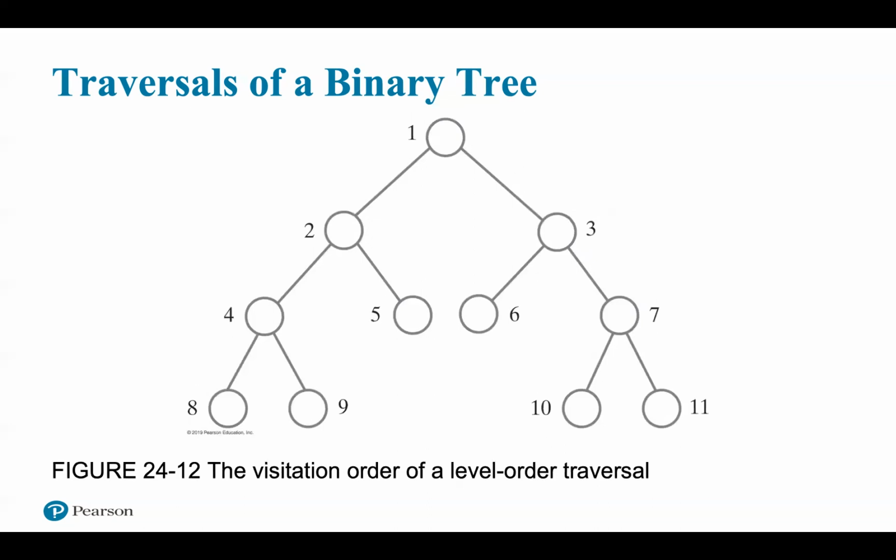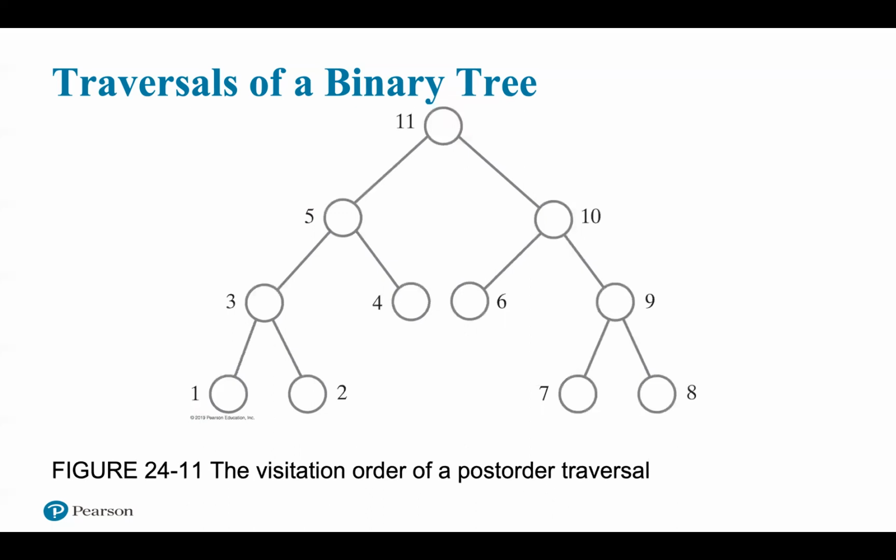So here in a level-order traversal, the last traversal we will consider, we begin at the root and visit the nodes one level at a time. Within a level, it visits the nodes from left to right. Figure 24.12 numbers the nodes in a binary tree in the order in which the level-order traversal visits them. I won't keep going through those details, and so you can see the slightly different way that each one of these traversals is done.